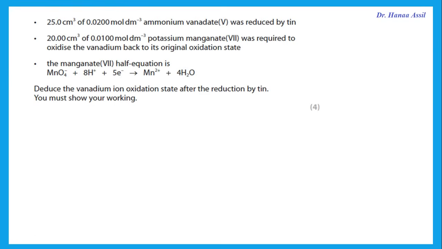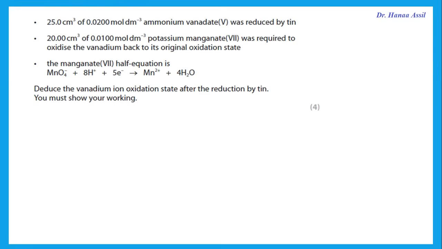This kind of question, please note: we have a vanadate(V) solution, and we react it with potassium permanganate, which is an oxidizing agent. Now, the vanadate first is in the +5 state. I'm going to reduce it with tin. So when we add tin to the +5, it is reduced. But we're not sure what it is reduced to. Is it reduced to only +4 or +3 or +2?